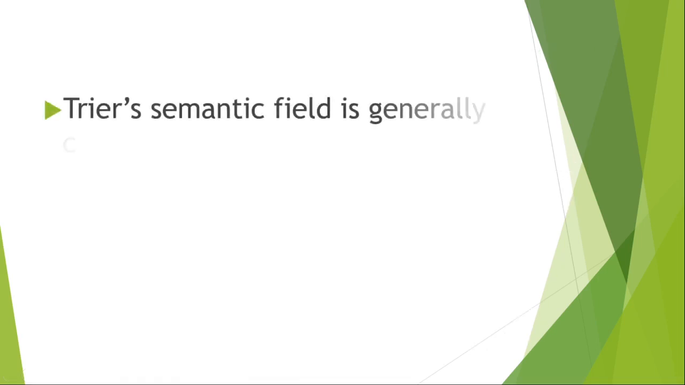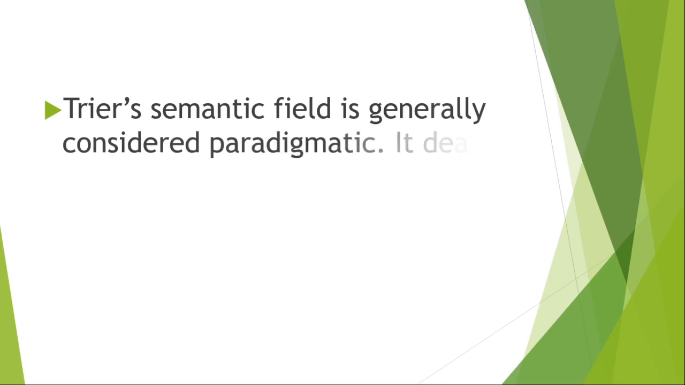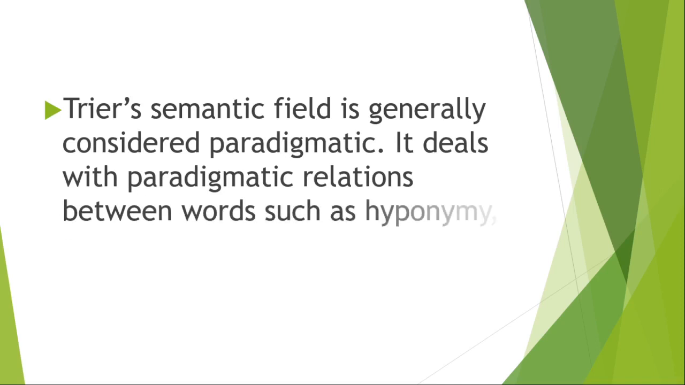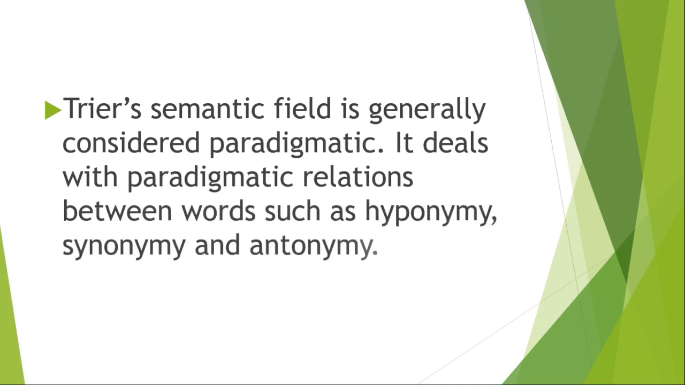Trier's semantic field is generally considered paradigmatic. It deals with paradigmatic relations between words such as hyponymy, synonymy, and antonymy. Paradigmatic choices are like this: you can use one hyponym instead of another hyponym in a sentence structure, the same way you can use one synonym in place of another synonym and one antonym in place of another antonym, if it does not violate the grammatical rules of a language.